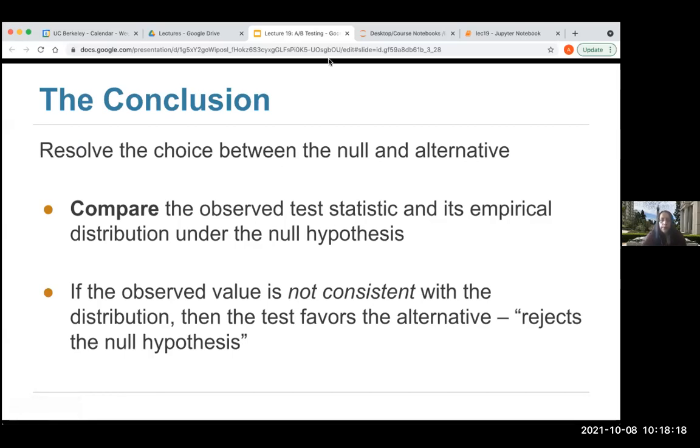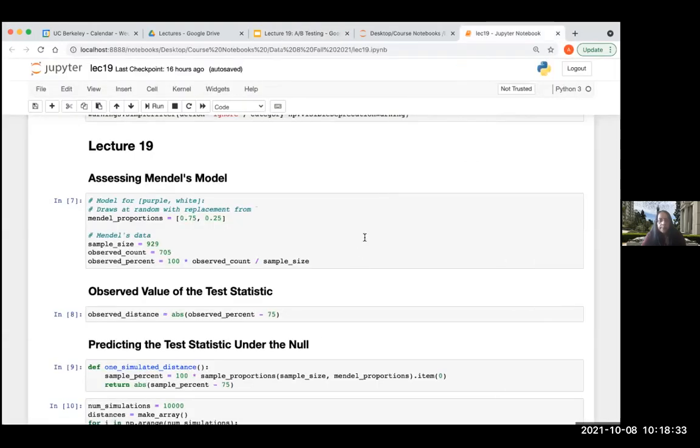So we had stopped at how do you decide whether it's consistent? And so what I'm going to do is move over to a notebook and quickly review the model that we were looking at. So this was Mendel's model for the color of flowers in pea plants. And what he had postulated was that each plant had a 75% chance of being purple flowering, independent, regardless of all the other plants. And we were testing, is that model good or not?